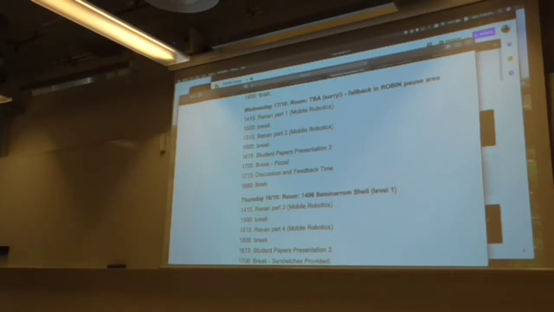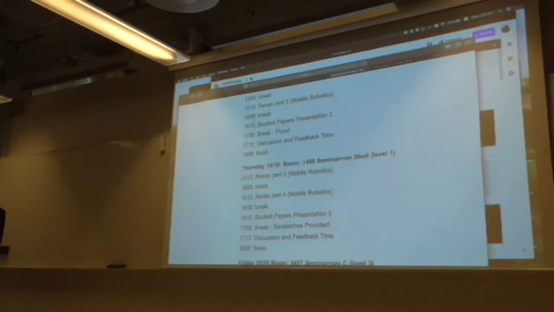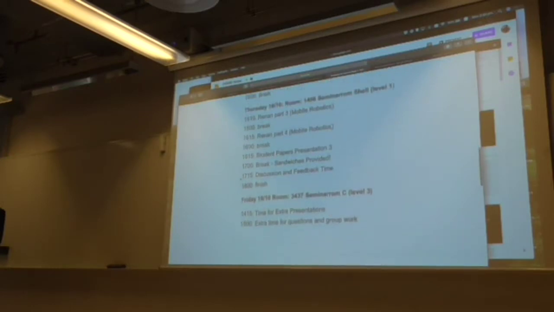But I think it's quite exciting that we're able to access a really international group of top teachers and researchers to help bring this course together. Thursday we've got Renan as well, and then on Friday I've booked this room from 2 o'clock until 4 o'clock, just in case we need extra time for extra presentations, or if anyone wants to come and discuss their group work so far. I'll be here during that time to help with discussions.